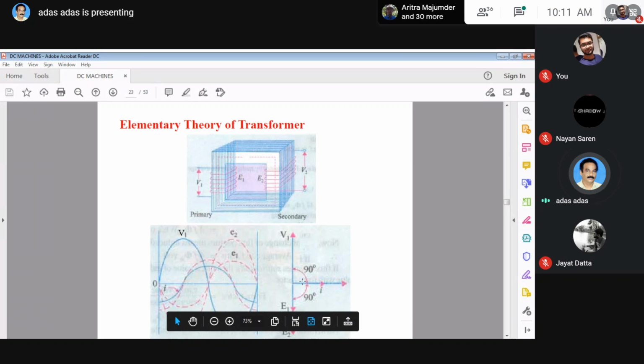This is the direction of phi, the flux, the same as the direction of current. Both are in the same phase. This is the voltage V1 and EMF E1 is here. EMF E1 and E2 are in the same phase, as shown here. Just come to the next page.